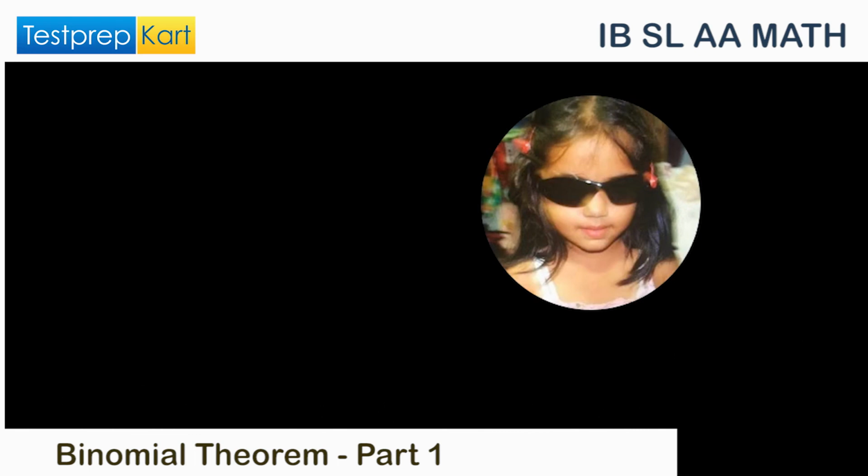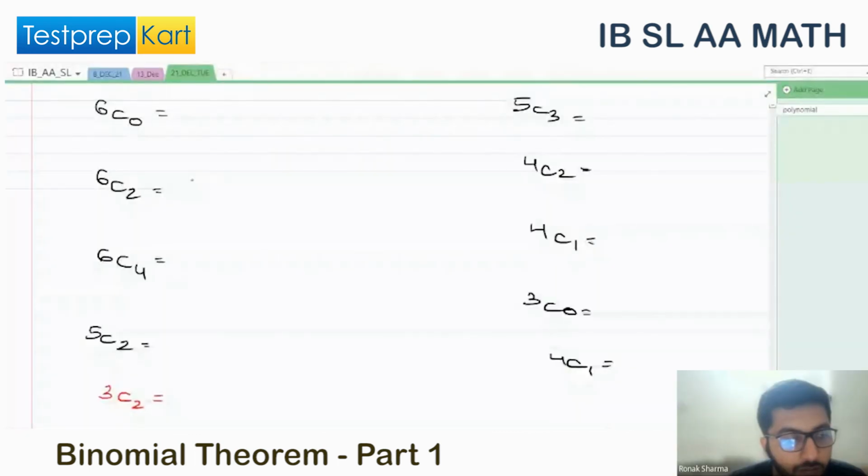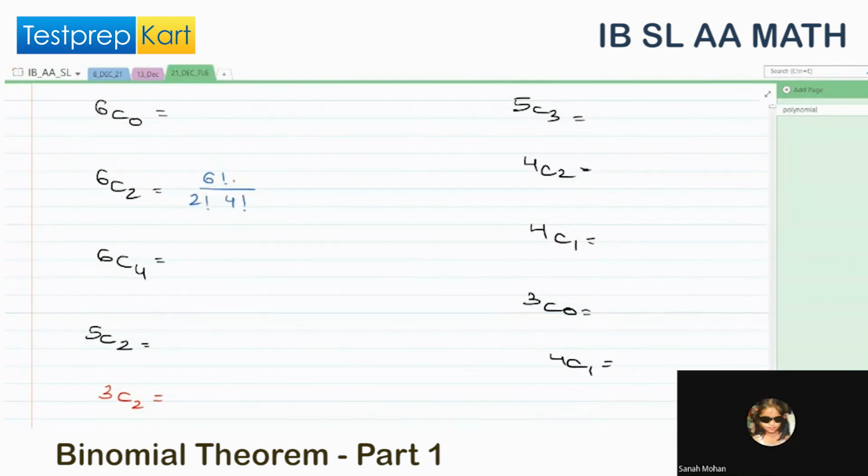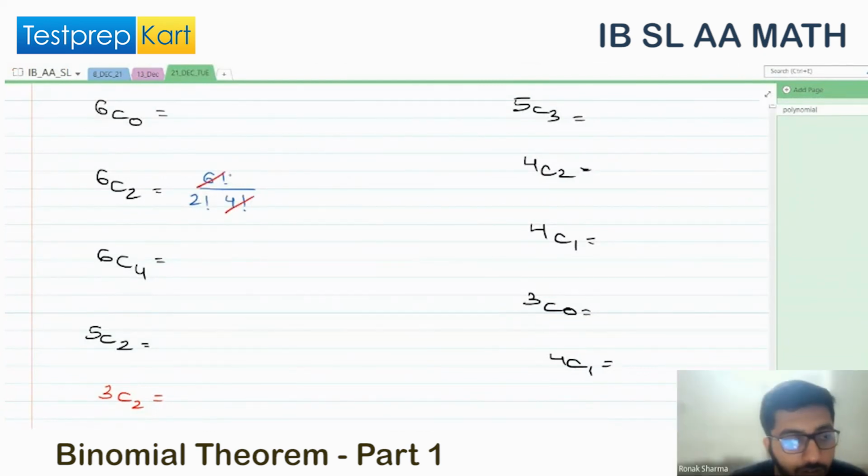Let's say if you want to calculate 6 factorial by 2 factorial, 4 factorial, yes or no? So you can cancel 4 factorial. So what will it be? 5 into 6, right? Then 6 fives are 30 and 2 factorial is 2. So do it with the calculator. So you get 15. Yes, so go for all the values. Come on, I want all the values.